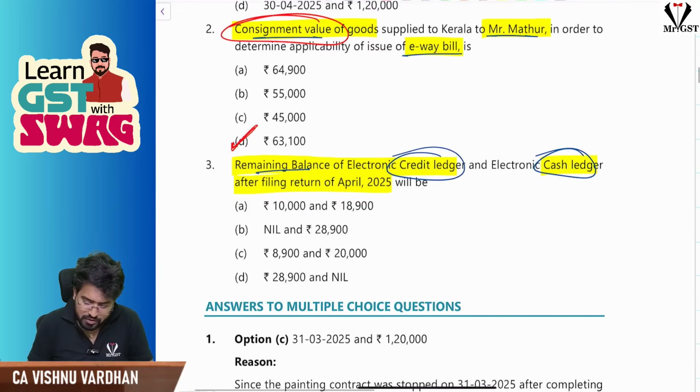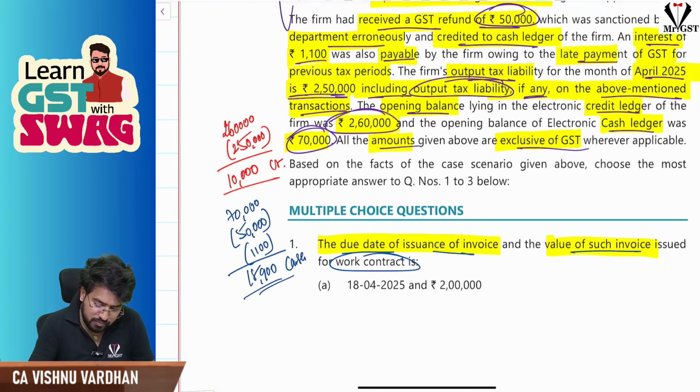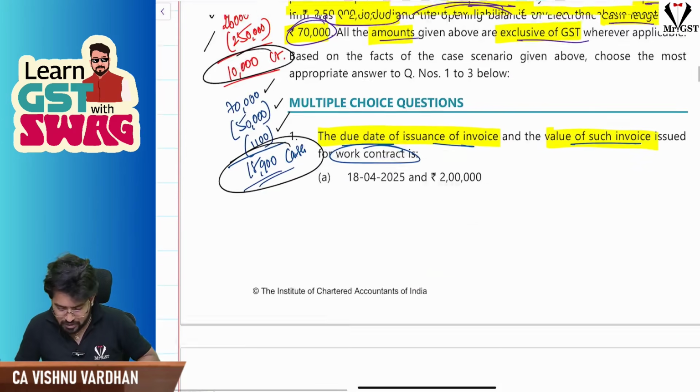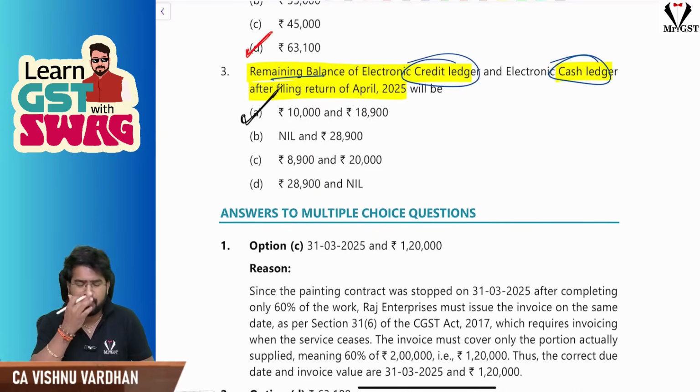Now, remaining balance of credit ledger: already 2,60,000 is there. Out of that, if you pay 2,50,000 setting off your output tax liability, 10,000 will be the balance in credit ledger. In the cash ledger there is already 70,000, and out of that 50,000 should be paid only in cash, that is the wrongly refunded amount. Next, the 1,100 late payment interest should be paid in cash. After that 18,900 will be left in cash. So the answer will be 10,000 and 18,900. This amount will remain in the credit and cash ledgers respectively. This is case study number 7 for you.